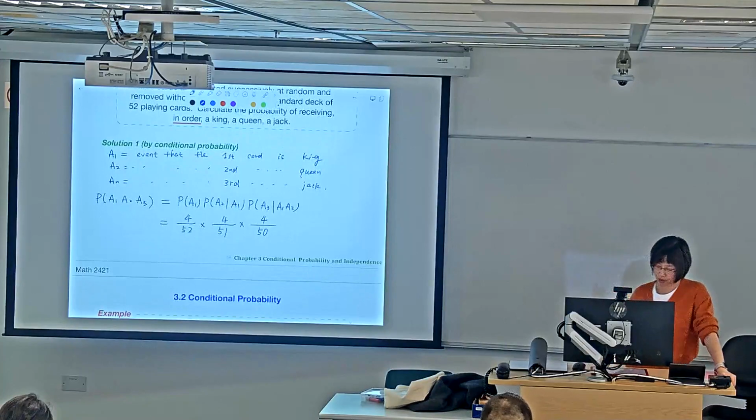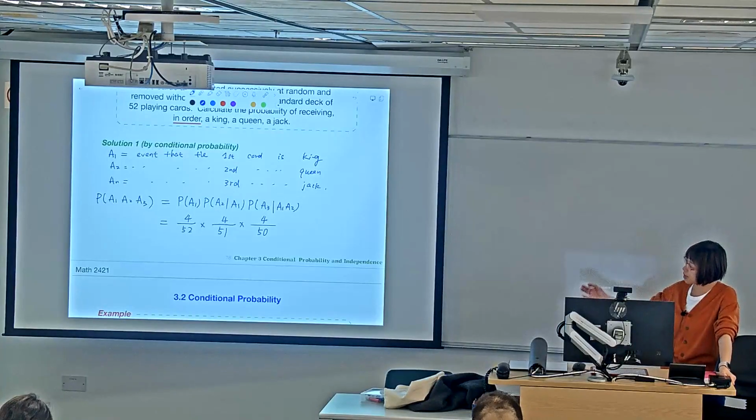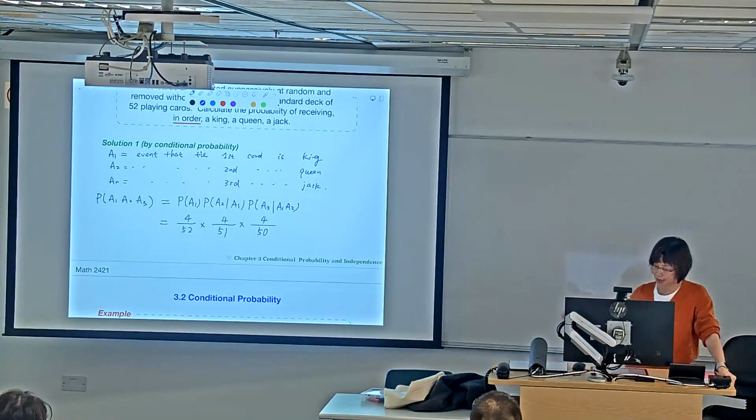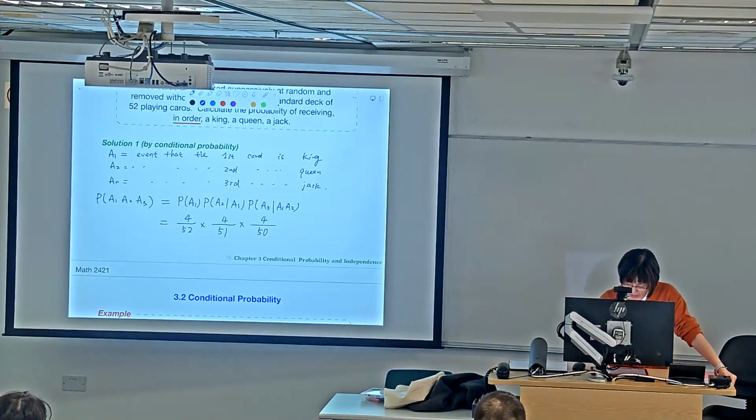And multiply this together. So in the exam, I prefer you just leave this answer like that. Don't need to simplify it. But if you have a calculator now, you can compute this. It's a very, very small probability.